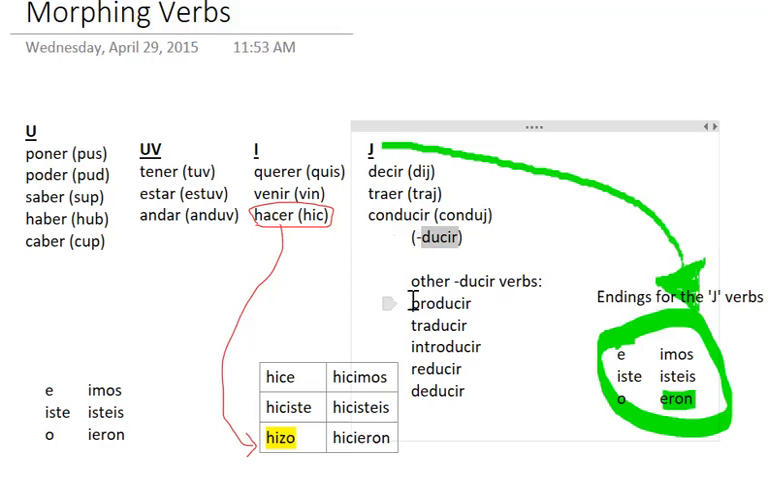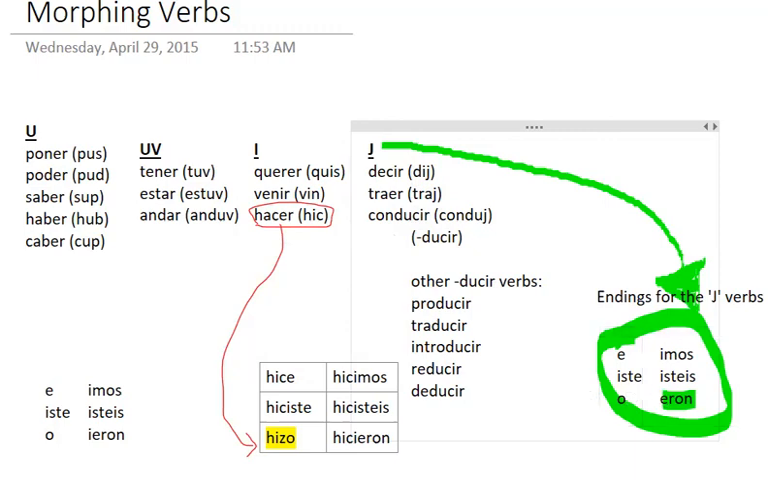So here are some other examples. Producir becomes P-R-O-D-U-J. Traducir, T-R-A-D-U-J. Introducir, I-N-T-R-O-D-U-J. They're all going to follow that same pattern and have the same endings that go with it. Just like the other J verbs, decir, traer, any ducir verb is going to have this exception in the endings, and it's going to be E-R-O-N at the end.